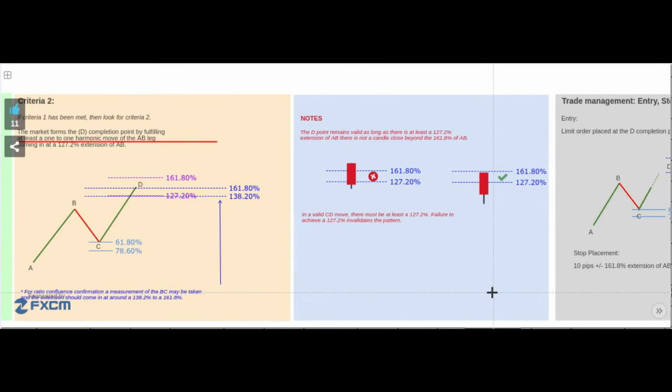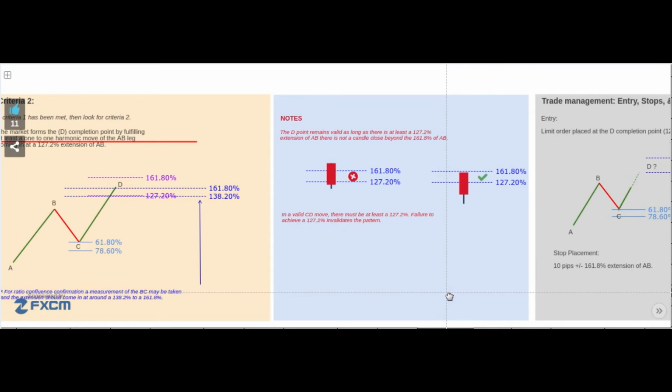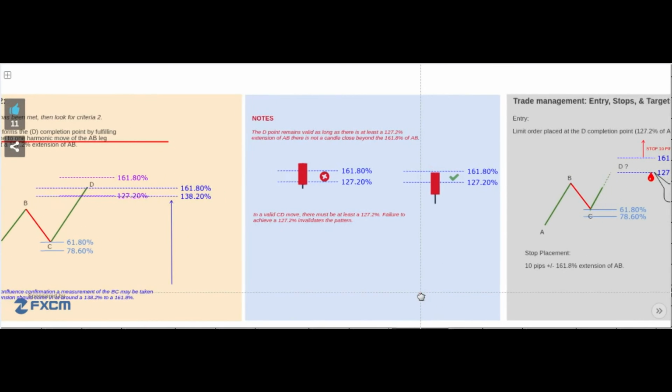127.2% extension of AB and there is not a candle close beyond the 161.8% of AB. Note: in a valid C to D move, there must be at least a 127.2% extension. Failure to achieve a 127.2% extension invalidates the pattern.